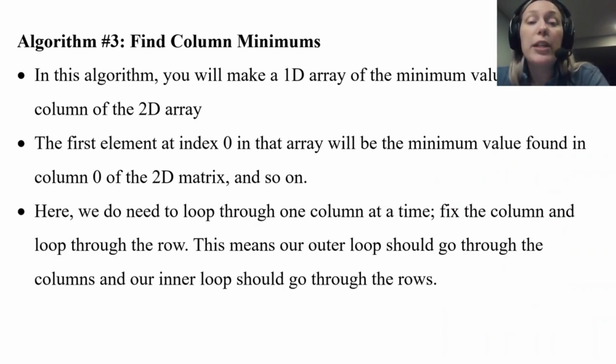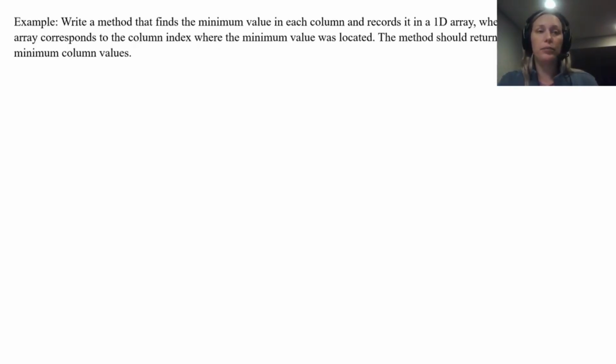Here, we do need to loop through one column at a time. This is where we are going to go through in column major order. We're going to fix the column and loop through the rows. So the outer loop is going to go through the columns and the inner loop goes through the rows because of that. Here would be the instructions for something like this. Write a method that finds the minimum value in each column and records it in a 1D array where the index of the 1D array corresponds to the column index where the minimum was located. The method should return the 1D array of minimum column values.